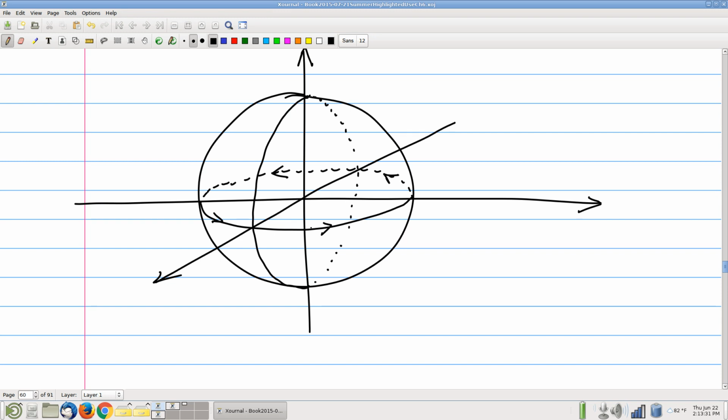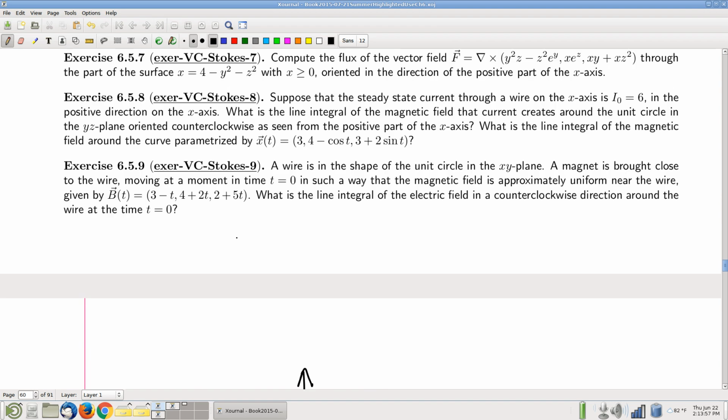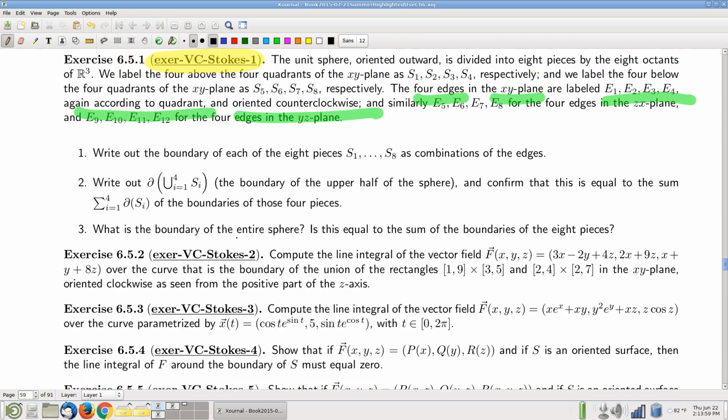And they are called E1, E2, E3. Where am I going to put the E3? I guess I'll stick it right here. E3 and E4. Anybody good? All right. Let's see here.